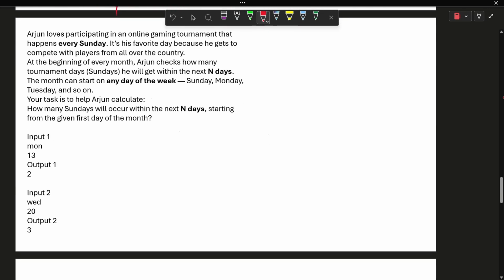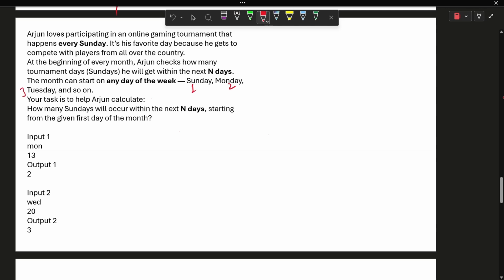The next problem is saying Arjun loves participating in an online gaming tournament that happens every Sunday. It's his favorite day because he gets to compete with other players from all over the country. At the beginning of every month, Arjun checks how many tournament days he will get within the next n days. The month can start on any day of the week, Sunday, Monday, Tuesday, and so on. Basically, Sunday is 1, Monday is 2, Tuesday is 3, and so on.